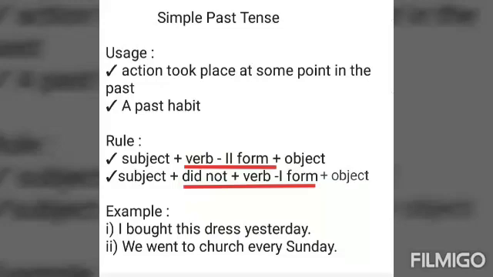Now the examples are there. I bought this dress yesterday. We went to church every Sunday. If you observe the examples, they show a past action which took place at some point in the past, and one example is taken as a past habit. And look at the main verbs, there is use of verb second form. So this is the identification for your simple past tense. That's how we can identify it.